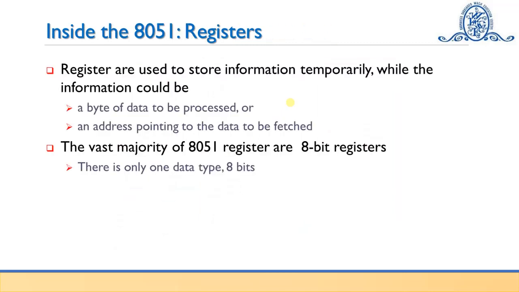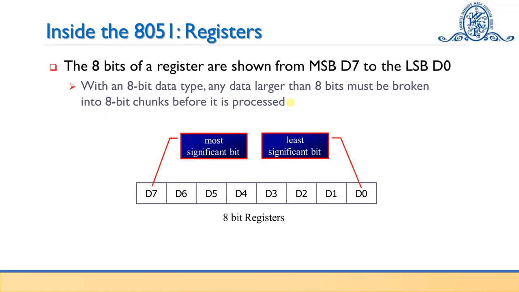Now, as I said, in 8051 we have registers. Registers are used to store information temporarily, while the information could be a byte of data to be processed or an address pointing to the data to be fetched. So it can be in the form of data or address. Both these are handled by registers. The vast majority of 8051 registers are 8-bit registers. So there is only one data type, as I said, it is 8-bit. Most of the registers are 8-bit, but there are some special purpose registers which are of 16 bits also.